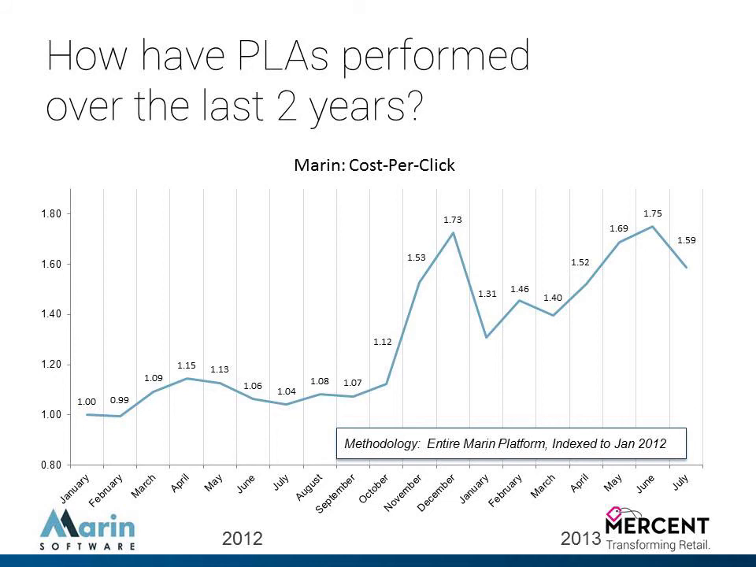So the CPCs have really accelerated in the last year, and have soared 34% compared to January 2013. So in June, CPCs actually reached an all-time high. The accelerated inflation for PLA CPCs year over year, we believe, can primarily be attributed to the increase in competition as retailers continue to adopt PLAs and really drive ad spend through this engaging ad format.